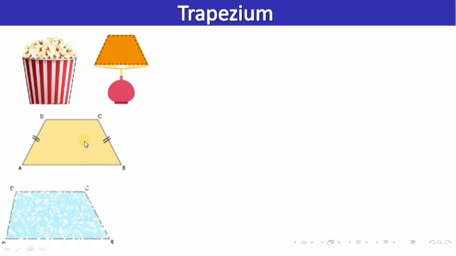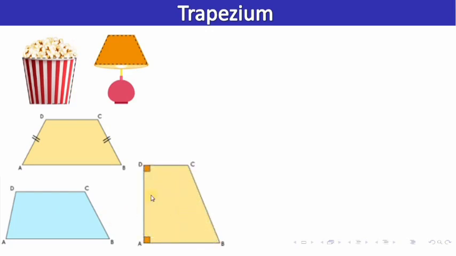Let's have a look at another trapezium. In this trapezium, again, as I said, these two sides are parallel. They have to be parallel. But the non-parallel sides, this one and this one, are not equal to each other. So this kind of trapezium is known as a scalene trapezium.